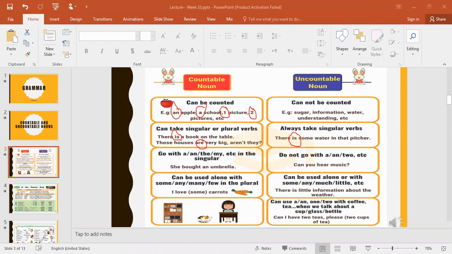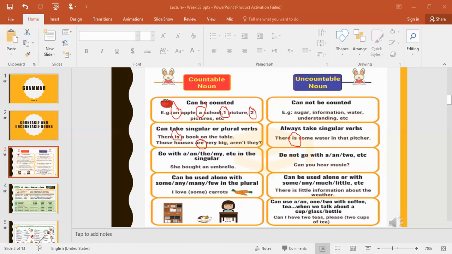Now, in the uncountable, you can use some, any, much, and little, and they can also come alone. I can say there is little information about the weather. There is information about the weather. Both are correct. And the last difference is that in the uncountable nouns, you can use the numbers 1, 2, 3, 4, etc., and a and an with coffee and tea.